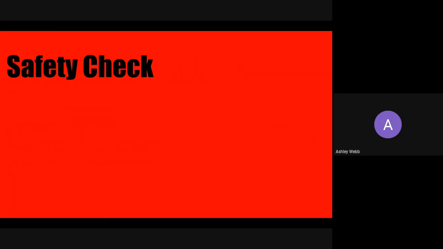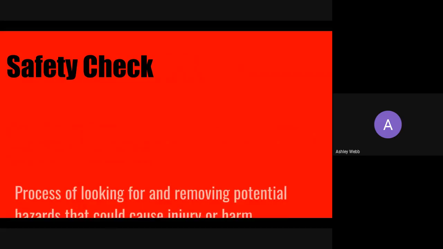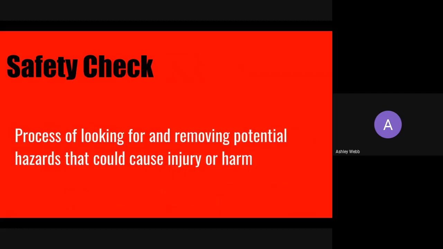Safety check. The process of looking for and removing potential hazards that could cause injury or harm. I think that a lot of times we do this without even necessarily saying what we're doing or realizing what we're doing. But when you think about different sports, we look for hazards before every game. If there's water on the floor, we dry that water up and notify someone to make sure that there's not a leak from the ceiling or something like that that could cause someone to slip and fall. We also look at safety equipment.